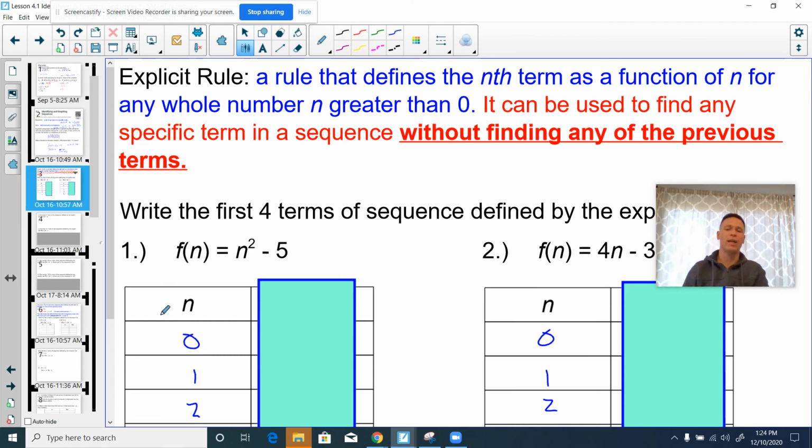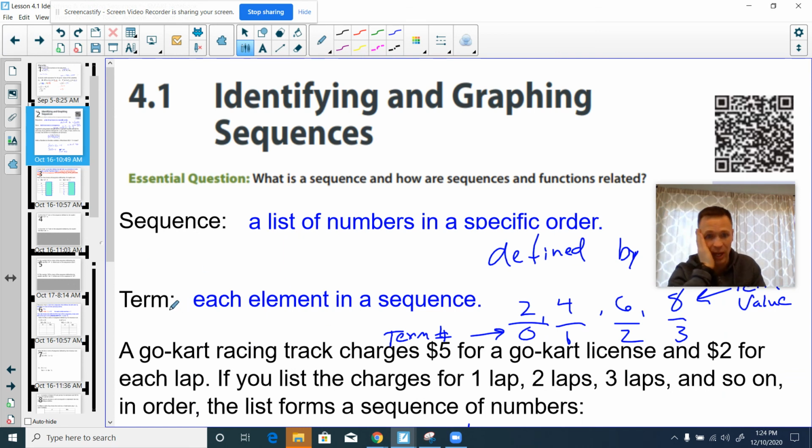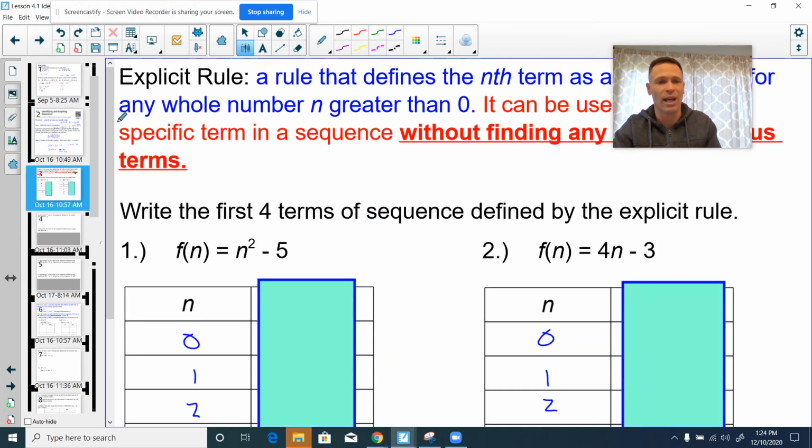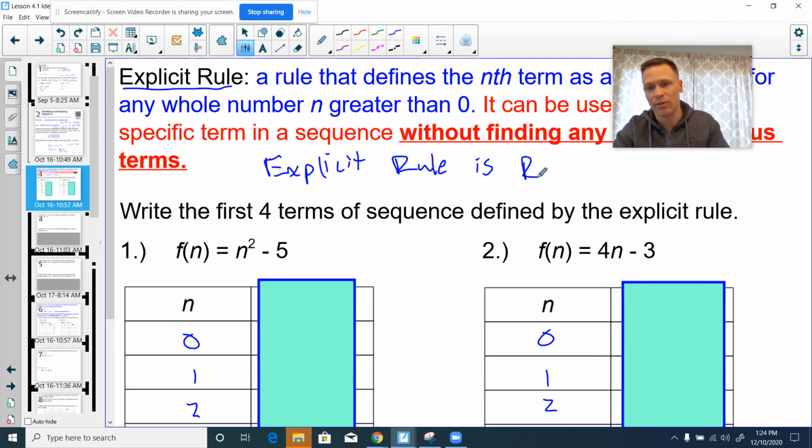All right, moving right along here. Now, I said that we're going to rename, like earlier on, let me just go back to this for a second. We said that a sequence is defined by a function, right? And I said we're going to have a different word for this function, right? When we talk about sequences, a lot of times we just switch some language around about what we already know. And so that's what is happening here. An explicit rule, I want you to just think of this as a function, okay? So an explicit rule is really a function.